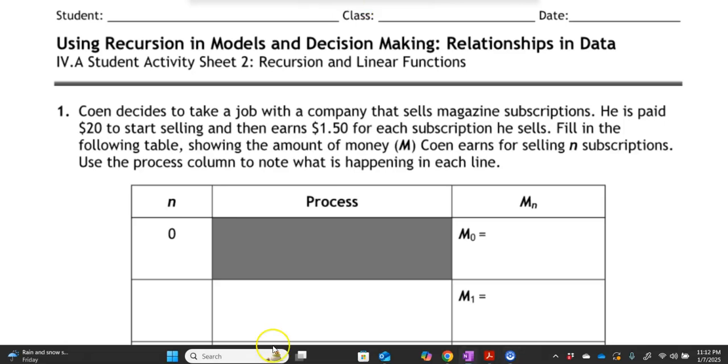All right, so this question. Cohen decides to take a job with a company that sells magazine subscriptions. He is paid $20 to start selling them and earns $1.50 for each subscription he sells. Fill in the following table showing the amount of money M Cohen earns for selling N subscriptions. Use the process column to note what is happening in each line.